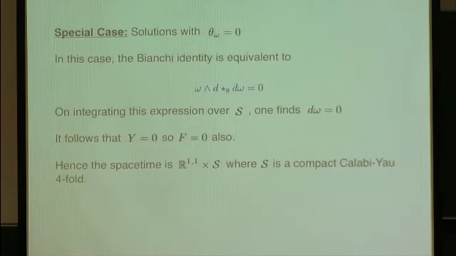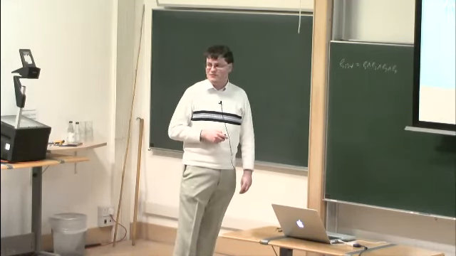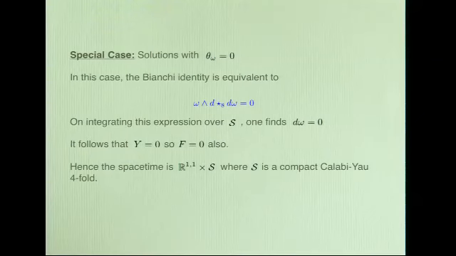But let's look first at the special case when the Lee form vanishes. That corresponds to little h vanishing. In this case, the Bianchi identity implies that omega wedge d star d omega is equal to 0. If you integrate this expression over S, use compactness and the fact that you're assuming there's no boundary for S, you get d omega wedge star d omega is equal to 0, which forces omega to be closed. This forces Y to vanish, and so that kills off the 5-form as well. So this case corresponds to R^{1,1} times the Calabi-Yau 4-manifold. We're not going to consider these anymore because, as I said before, we want to look at solutions with non-zero 5-form. But killing off the Lee form kills off the 5-form.